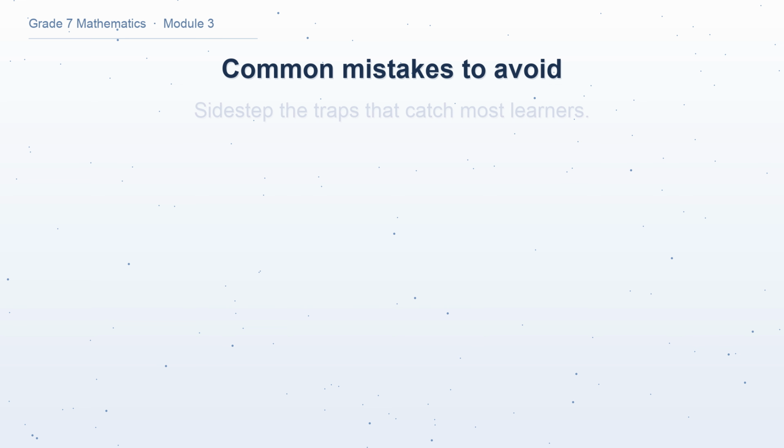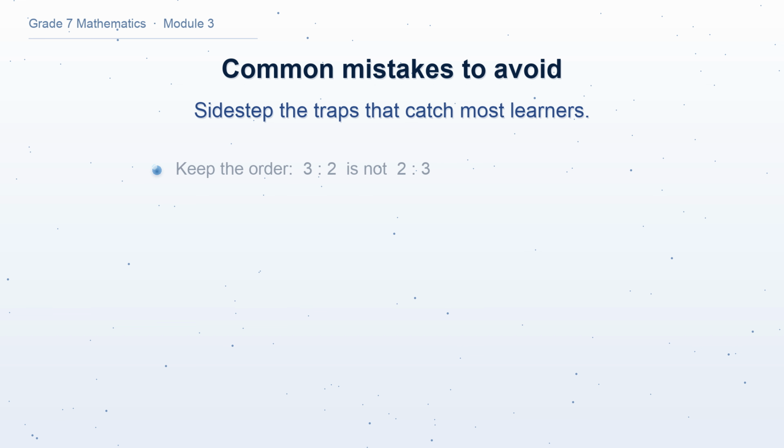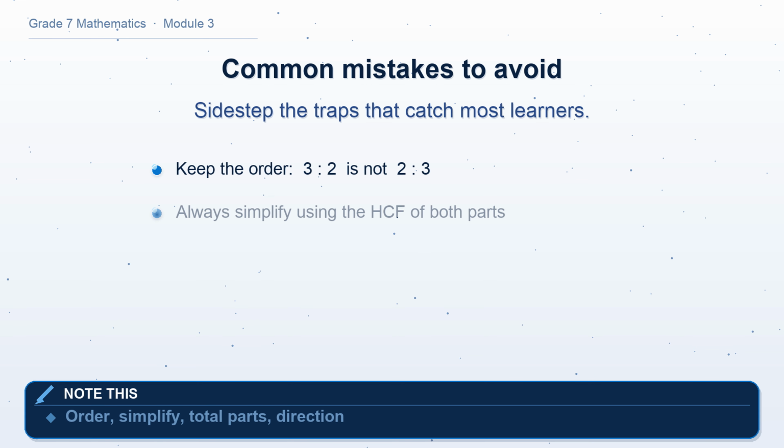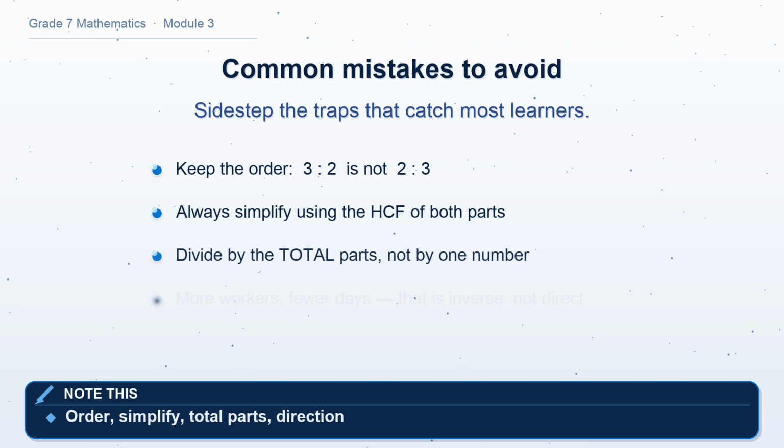Before we practice, let's avoid the traps that catch most learners. First, keep the order of a ratio. 3 to 2 is not the same as 2 to 3. Second, always simplify by dividing both parts by their highest common factor. Third, when sharing an amount, divide by the total number of parts, not by just one of the numbers. And finally, watch the direction. More workers means fewer days, so that is inverse proportion, not direct. Keep these in mind, and your working will stay accurate.